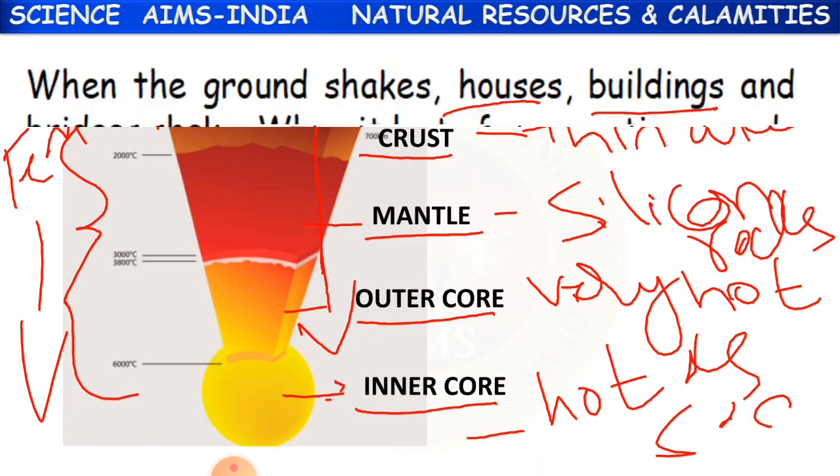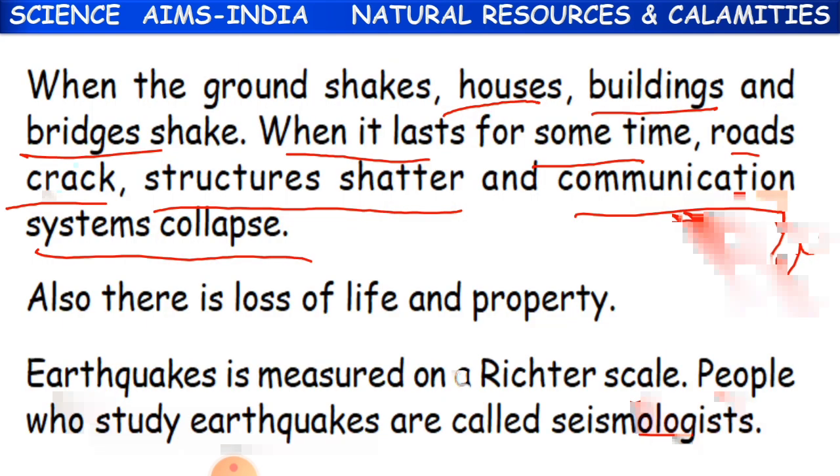Okay, children, see, there is huge damage, and communication systems also collapse. Communication systems means what? Like mobiles, electricity, we have interruption in the power supply. So our phones will not be working, landlines will not be working, televisions, all these communication systems, that is the satellite connectivity, are not going to work.